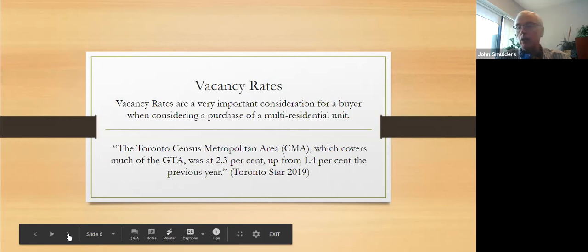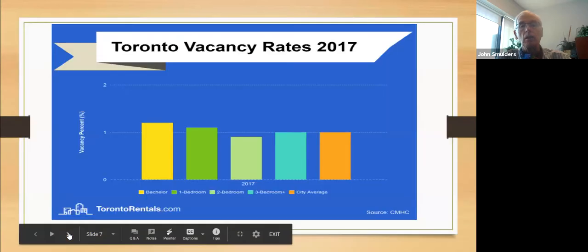Now, on the outskirts of Toronto, when you get into Barrie and Orangeville, or Ajax or Oshawa, where a lot of people are trying to leave the city, you can get a lot more bang for your buck. You can get a lot more room for $2,000 a month in Ajax than you can in the city of Toronto. And so people will definitely look at vacancy rates when they're looking at multi-residential properties. It's a really, really important consideration.